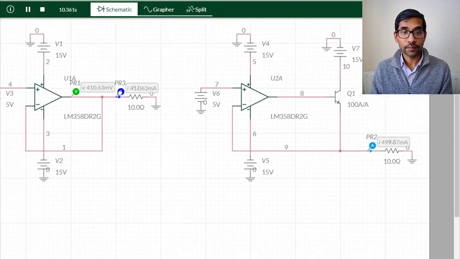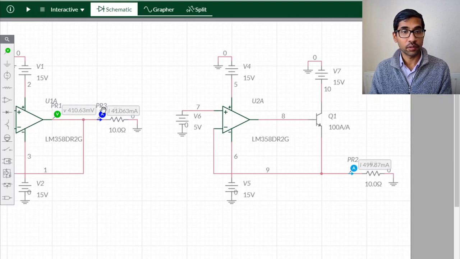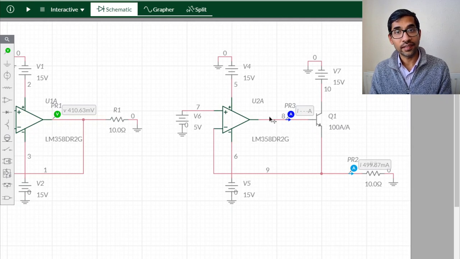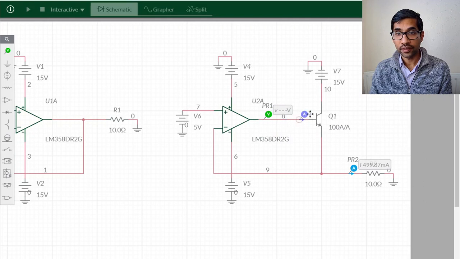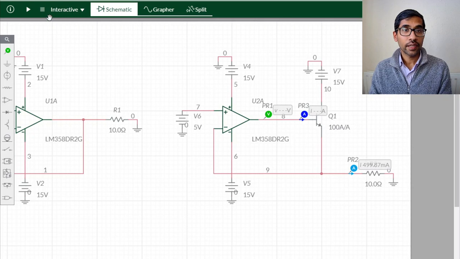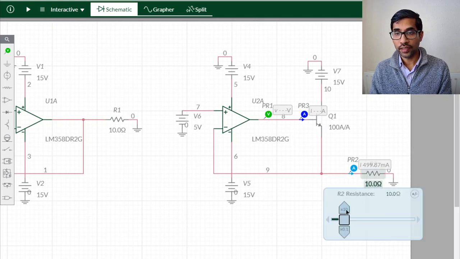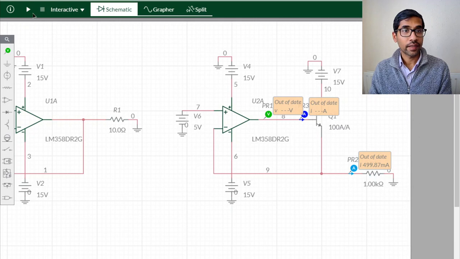Let me stop my simulation because I want to change certain things. I'm going to put the current probe here. We'll see how much current is being supplied by the op amp, and some of the current which is going into the output is going to come from the output of the op amp, but some of it will come from this power supply through this transistor. Okay, so let's take a look how this works. I'm going to put the voltage probe here. Let me move the current probe a little bit ahead so that we can see the values clearly. Now let's just go to 1 kilo ohm to start off with, and let's run this.